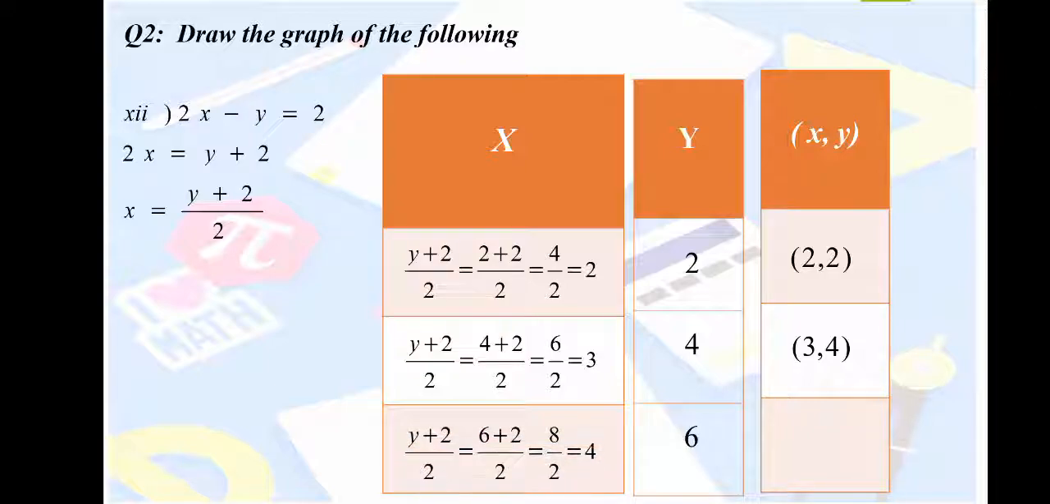Replacing it in the equation, it becomes (6 plus 2) over 2. 6 plus 2 is 8, and 8 over 2 equals 4. So the ordered pair is (4, 6). Now the ordered pairs are (2, 2), (3, 4), (4, 6).